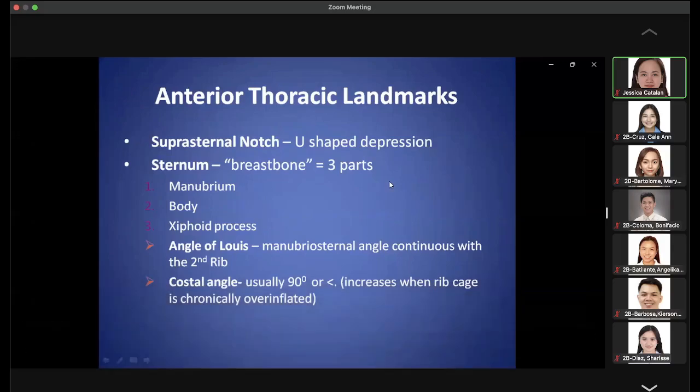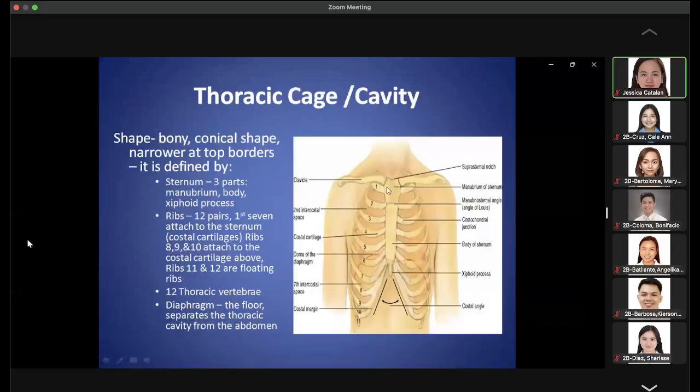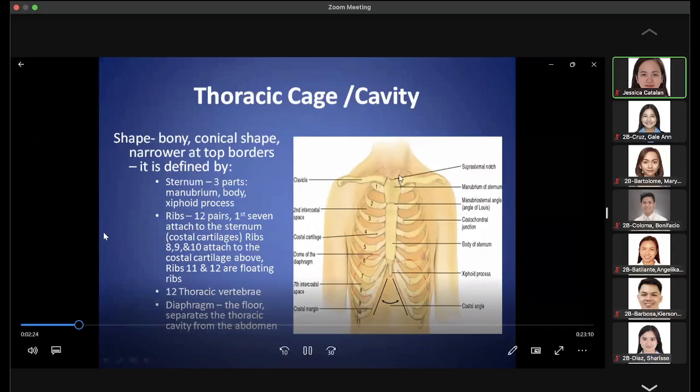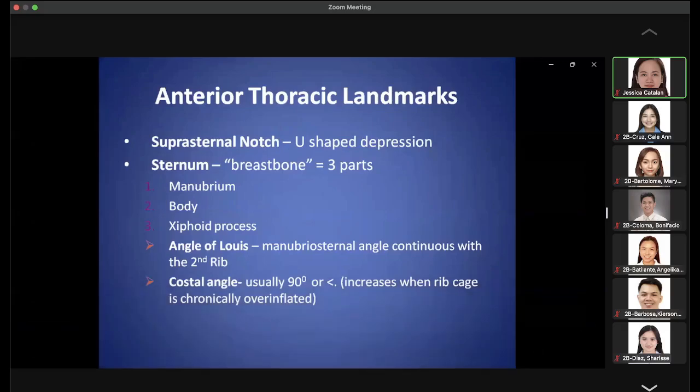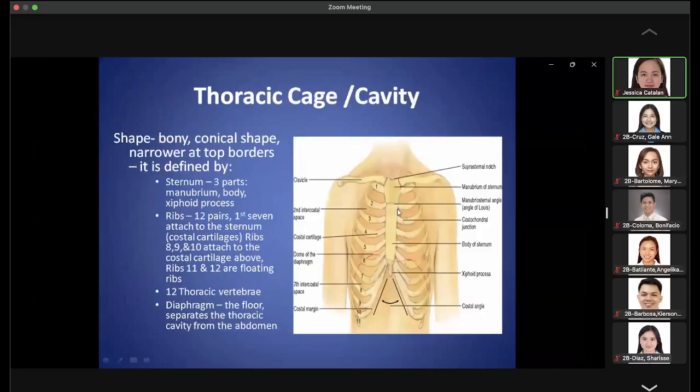You have the suprasternal notch. This is a U-shaped depression. Your sternum has 3 parts: the manubrium, body, and xiphoid process. You have the angle of Louis, which is the manubriosternal angle that is continuous with the second rib. So this one is your angle of Louis.